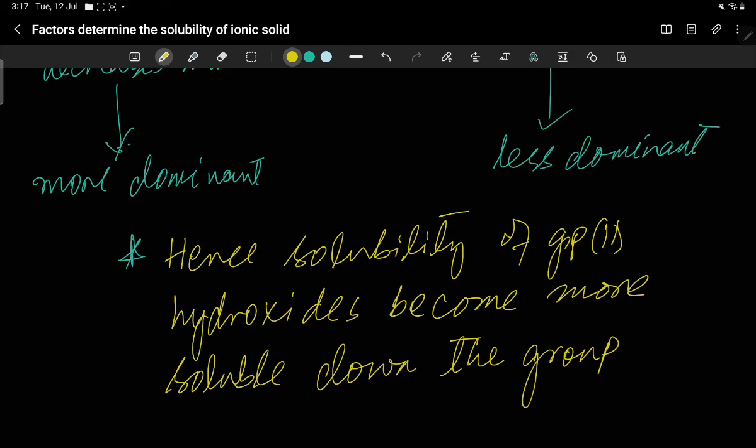So this is all about the solubility and the factors which affect the solubility of ionic solids, and the solubility of group 2 sulfates and group 2 hydroxides.